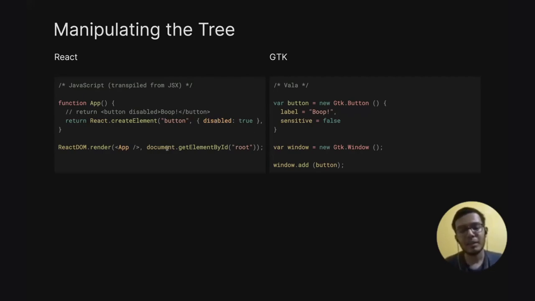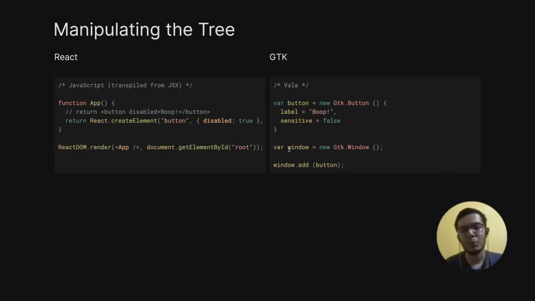And then you are also used to just defining something using React.create element does not put it on the screen. It simply defines it in memory. And when you want to put it on the screen, you do this React DOM.render and you select where you want it to go.